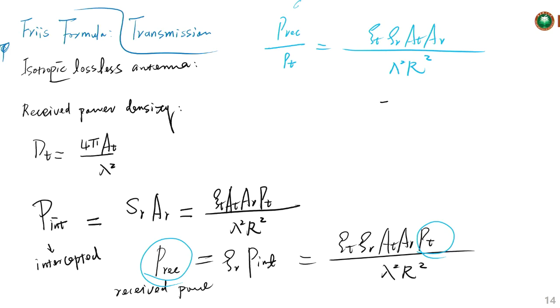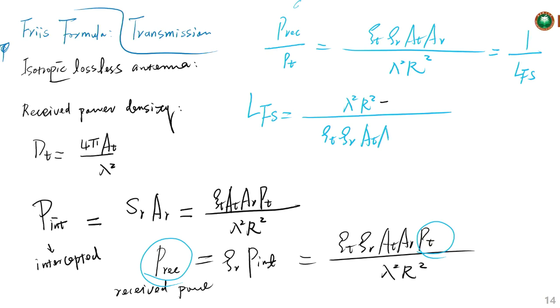So the received power divided by the transmitted power is expressed as a free space path loss, like this one, right? The ratio between both. So that means the free space path loss can be expressed as lambda square R square divided by cosine t, cosine r, At, Ar.